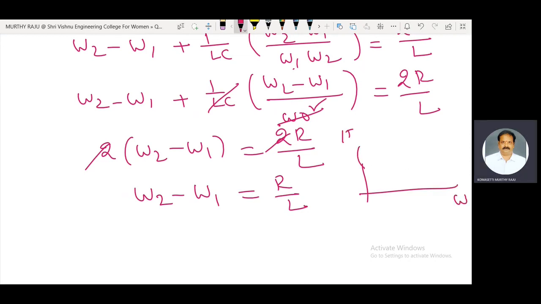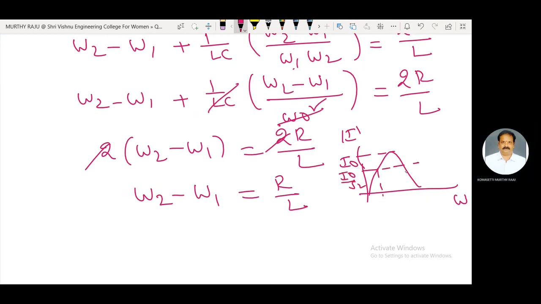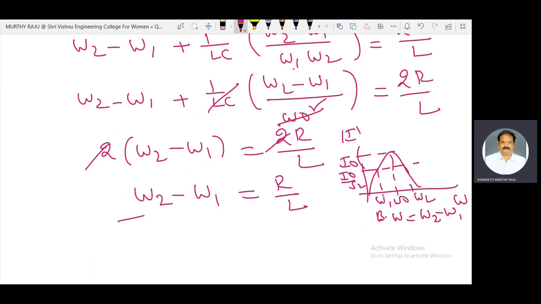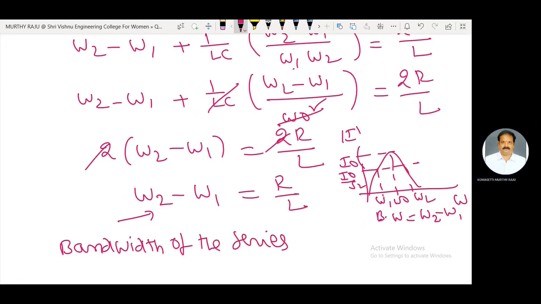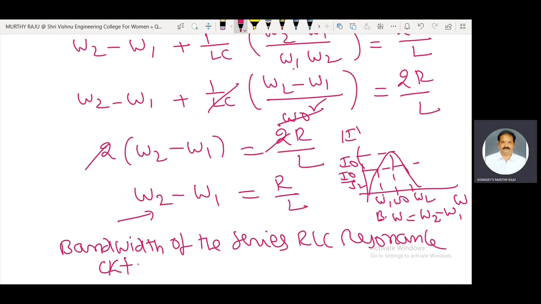You see in the graph, this axis is ω, this is the magnitude of current I, and I0 is the current at resonance. At the half-power points, this one is ω0, this one is ω1, this one is ω2. Therefore, the bandwidth of the circuit is the difference between the two half-power angular frequencies: ω2 − ω1 = R/L. This is the bandwidth of the series RLC resonant circuit.